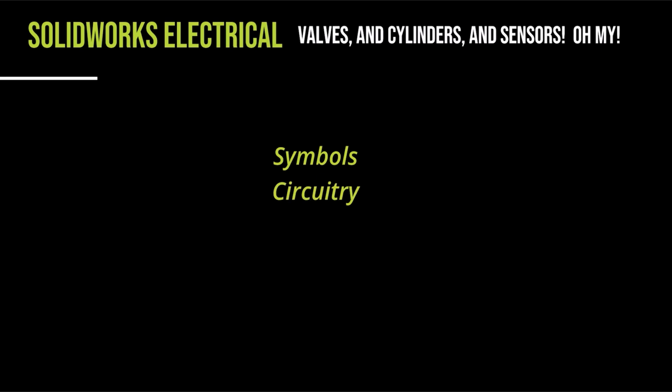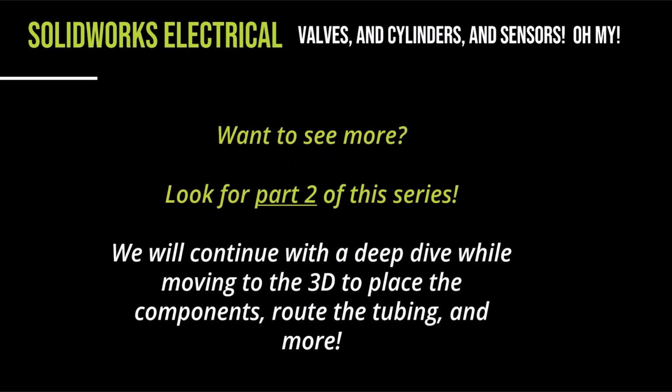We looked at some of the symbols. We looked at some of the circuitry, some of the tubing. We'll get into the PLCs and reports. I'll build a bigger circuit when we do the second part. But so we'll be doing a deeper dive and then we will move this into the 3D and be able to route those tubings as well as using that PLC.